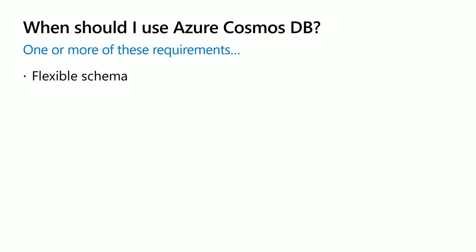So the first one is a flexible schema. We support the document data model, or basically JSON, which means that since we don't enforce a schema in Cosmos DB, you can put anything you want in the JSON. So if your application schema changes over time, then you don't have to worry about managing a schema, doing schema migrations, managing your own indexes. Your application can evolve along as your data evolves easily.